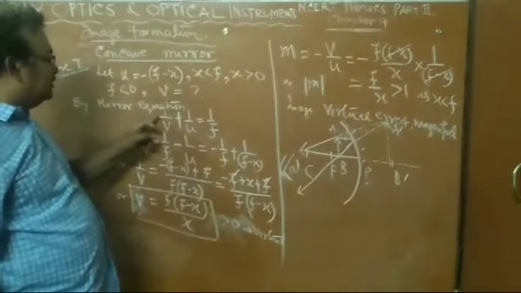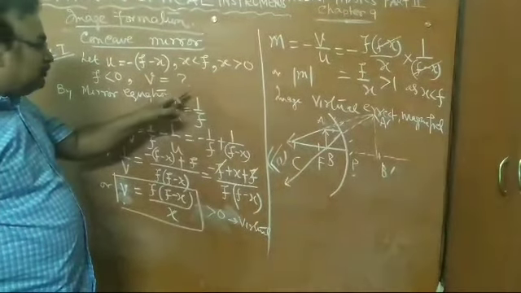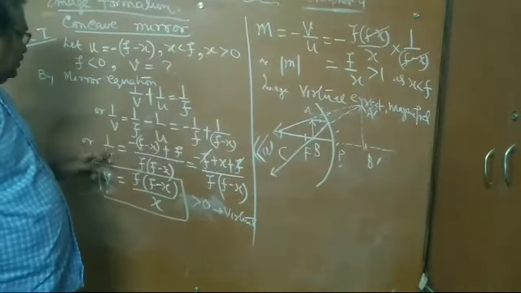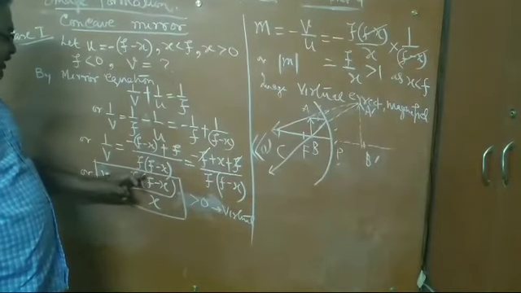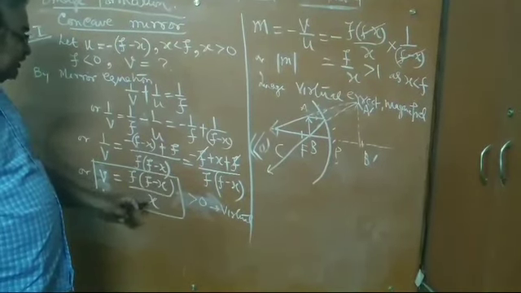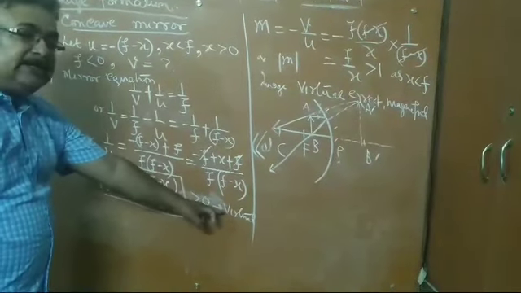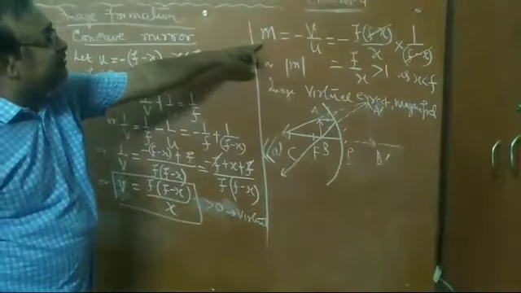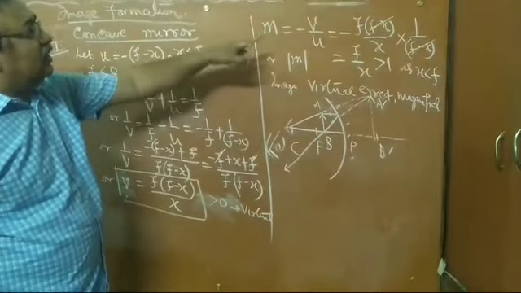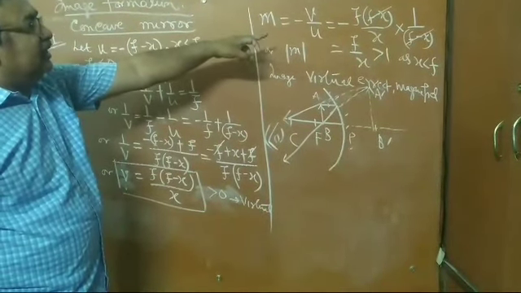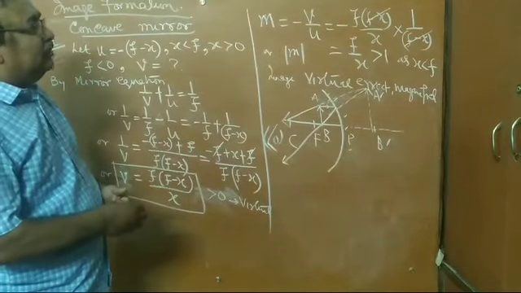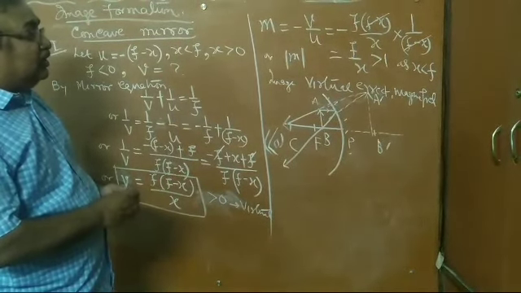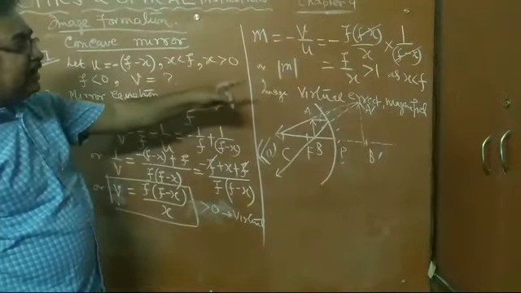By the mirror equation, 1 by V plus 1 by U is equal to 1 by F. So 1 by V is 1 by F minus 1 by U. Putting in the values, we get V equal to minus F into F minus X divided by X, which is positive. So it indicates that the image is virtual and erect. Now for the size comparison, we use linear magnification, M equal to minus V by U. By putting in the values of V and U, we get F by X, and mod M is greater than 1 as X is less than F. So the nature of the image is virtual, erect and magnified.